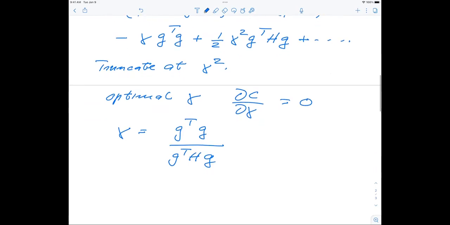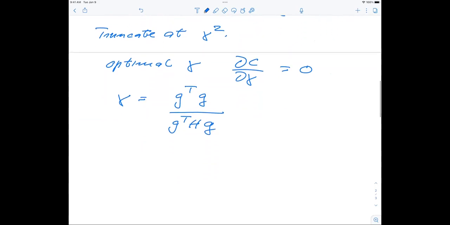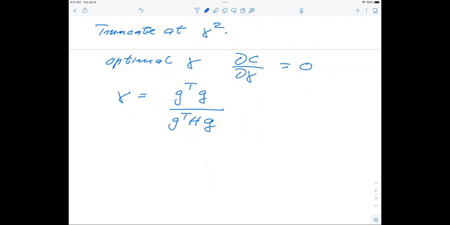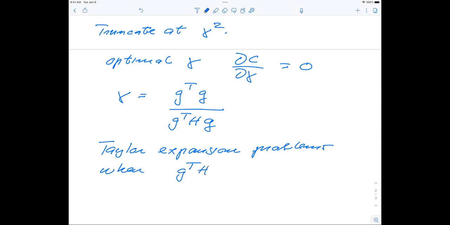Now, what we have here is an analytical expression for this gamma, but it all hinges on us being able to calculate the Hessian matrix, as you can see. However, this can give us some kind of insights. So one thing you see immediately, if you think of a Taylor expansion, is that we will run into expansion problems when this g transpose times H times g is larger than g transpose times g. So we would typically like these terms to become smaller and smaller.